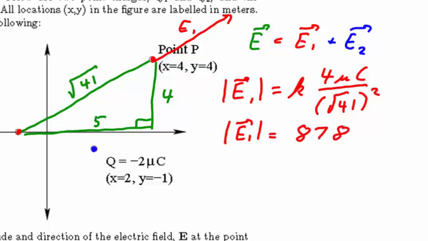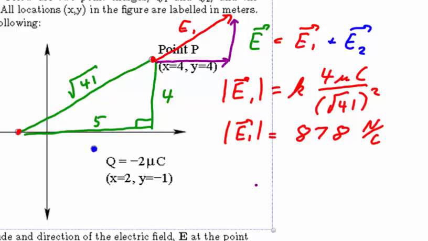In MKS units, this is either newtons per coulomb or volts per meter. Although later in the class I will prefer volts per meter, at the beginning we write newtons per coulomb. Clearly, in order to fully understand the vector E1, we're going to need to find both its horizontal component, E1 sub x, and its vertical component, E1 sub y. They make a triangle as shown by the purple arrows. And I'm going to label the angle theta 1 as occurring in this corner.